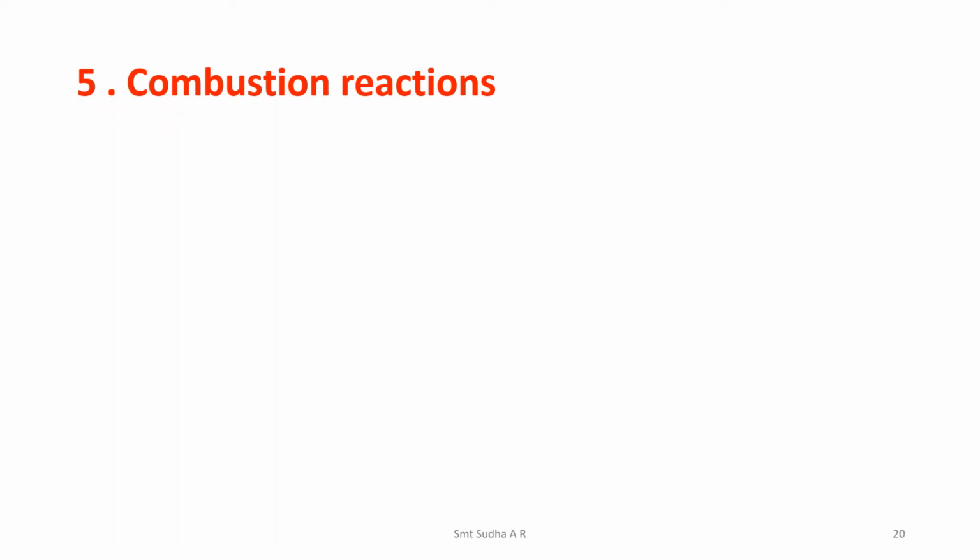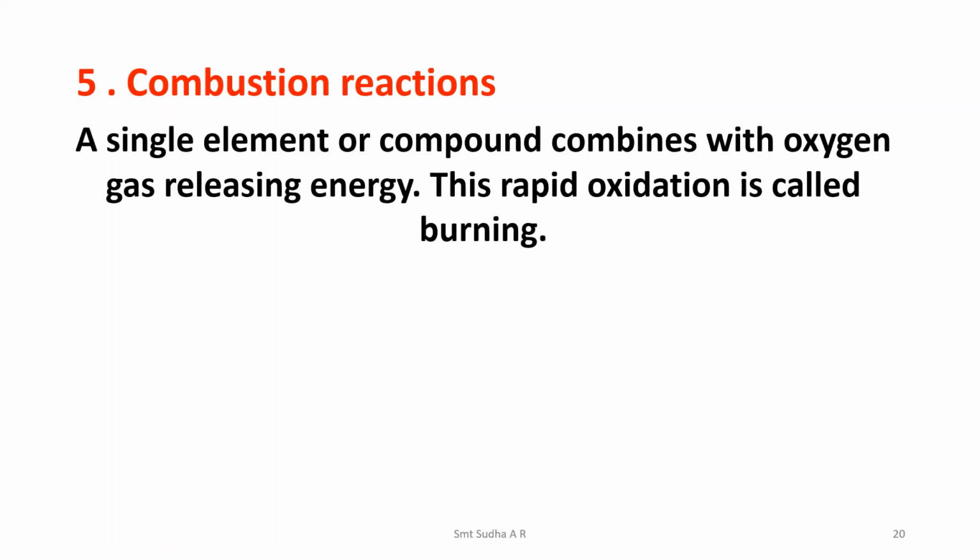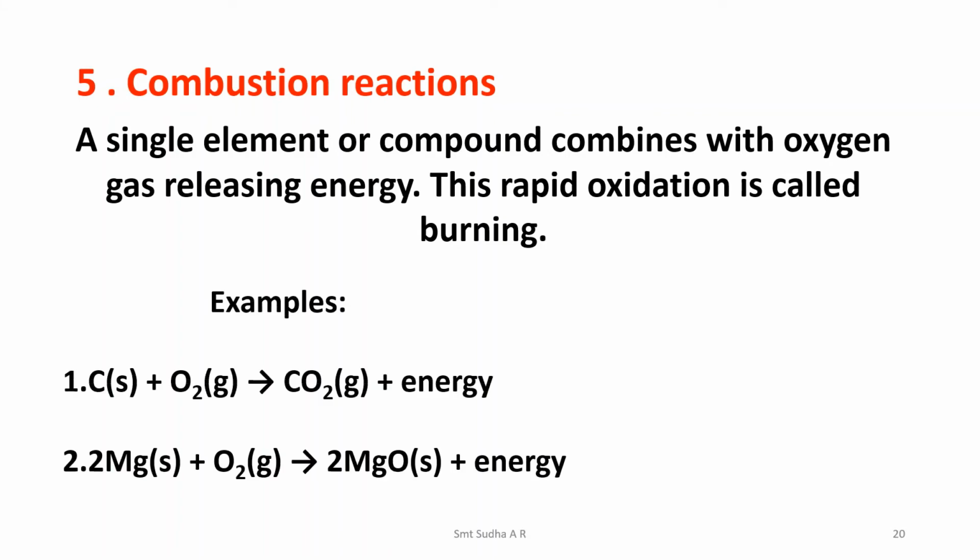So then let us learn the fifth type of reaction, that is the combustion reaction. In the combustion reaction, what happens? A single element or a compound combines with oxygen. So any element or compound, if it combines with oxygen, and then we can see the release of energy, that type of reaction is called a combustion reaction. This rapid oxidation is also called a burning process.